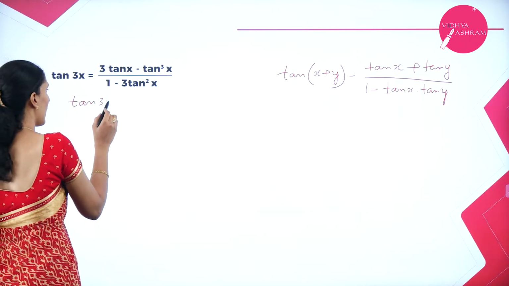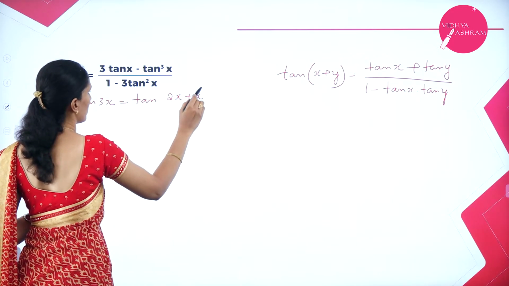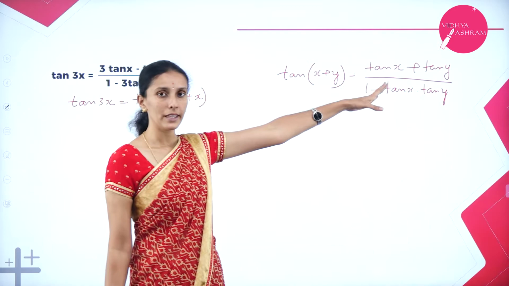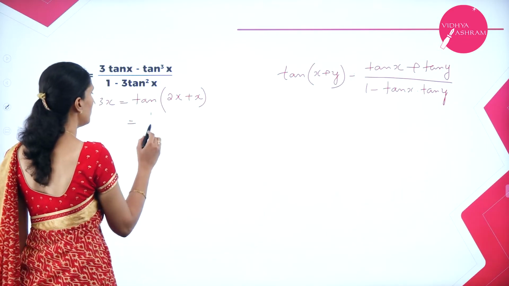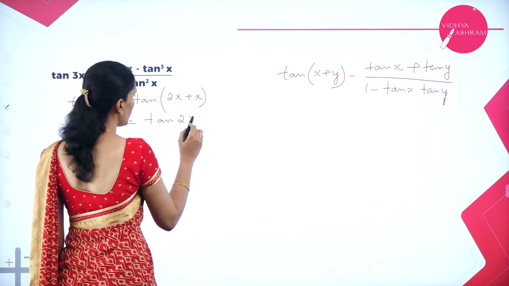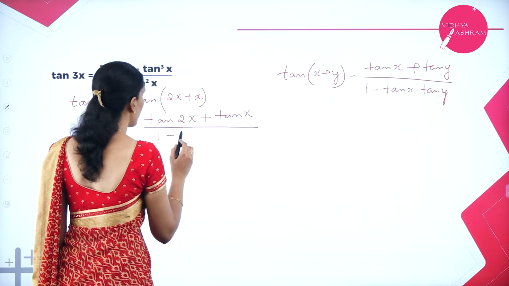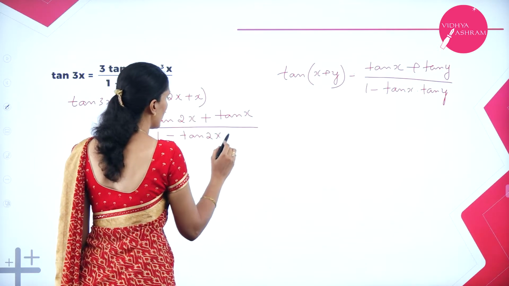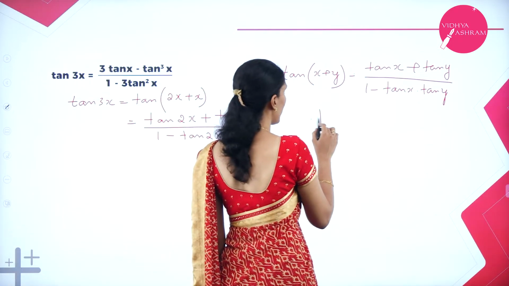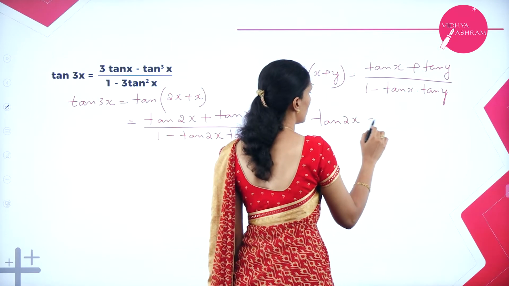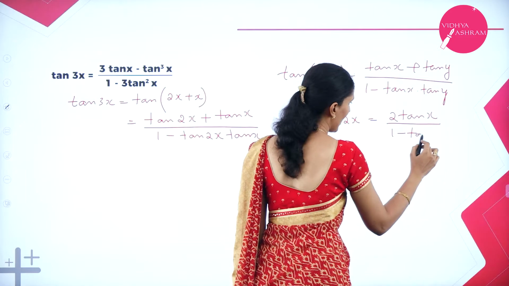Tan 3x can be written as tan of 2x plus x. So use the formula now. In the place of x you have 2x, in the place of y you have x. So this will become tan 2x plus tan x, whole divided by 1 minus tan 2x into tan x. Replace the tan 2x formula. Tan 2x is 2 tan x divided by 1 minus tan square x.